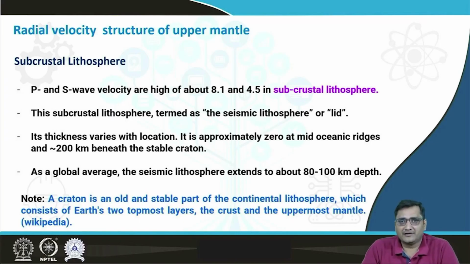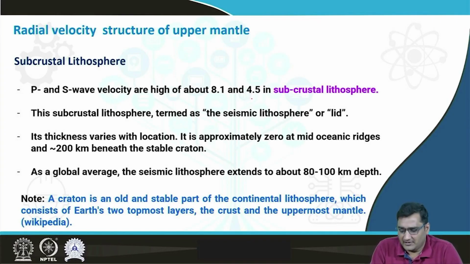When we are discussing the radial velocity structure of the upper mantle, first we are supposed to discuss the subcrustal lithosphere, where the P and S wave velocities are quite high, around 8.1 km per second and 4.5 km per second respectively.